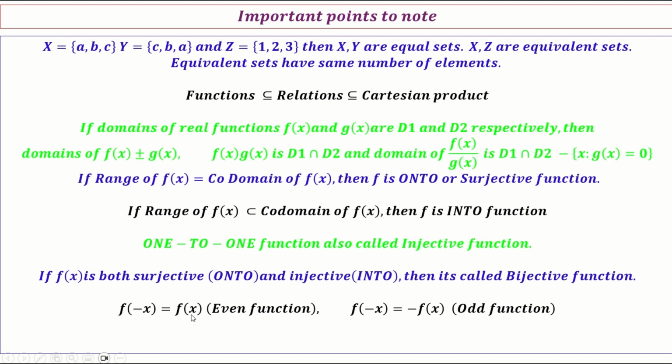If f of minus x equal to f of x, you call it an even function. If f of minus x equal to minus f of x, it's called an odd function.